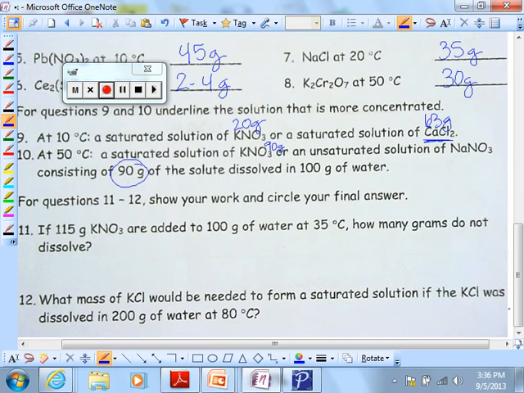Potassium nitrate is more concentrated than 90 grams of sodium nitrate. Are you trying to say that they're both saturated? They're both equally, not equally saturated, equally concentrated. Okay, so these would be equal.